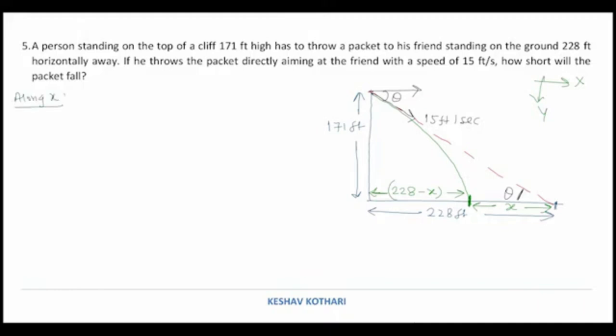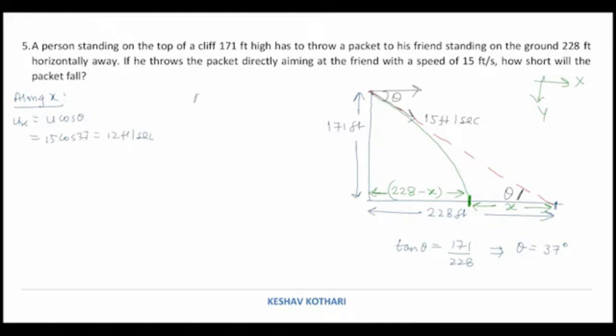the first thing that we do is we try to measure this angle. So by writing tan theta is equal to 171 upon 228, we obtain theta as 37 degrees. So once we have the value of theta equal to 37 degrees, I can write that the initial velocity along x-axis is equal to u cos theta, that is 15 cos 37 degrees, and we get a value equal to 12 feet per second.